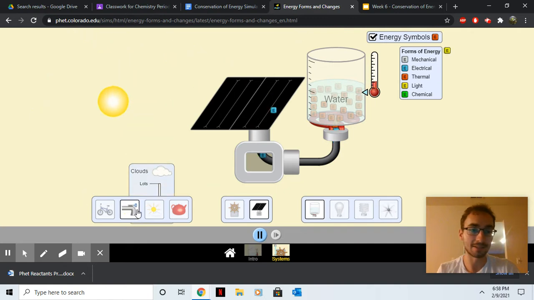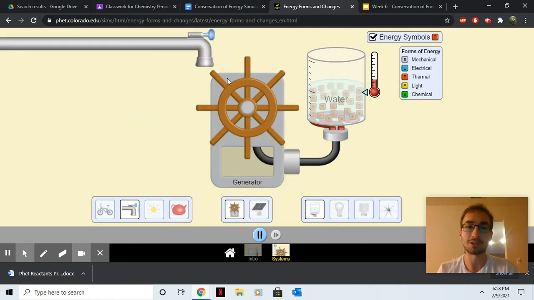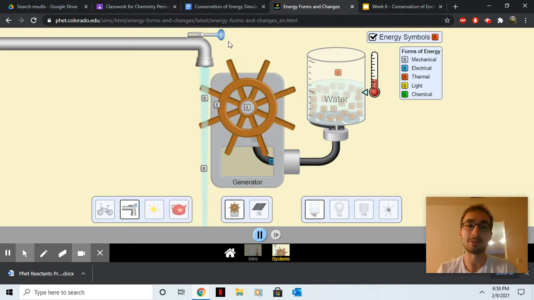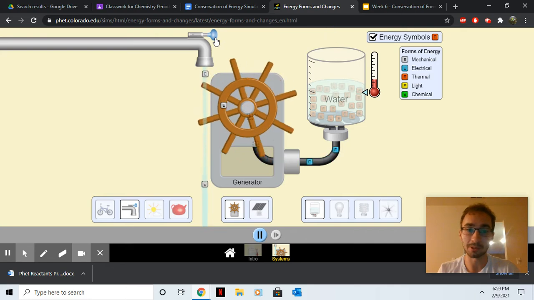So if you go back to the sink or the faucet and change the wheel, to put the faucet on high, you just put that knob all the way out. How much energy is made when it's on high versus when it's on low, that little stream.